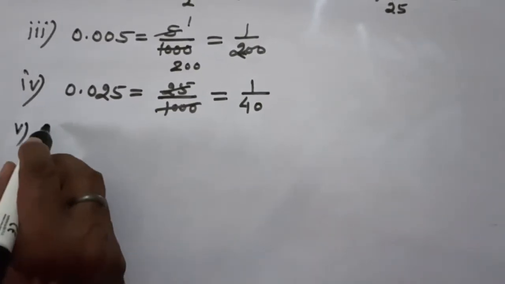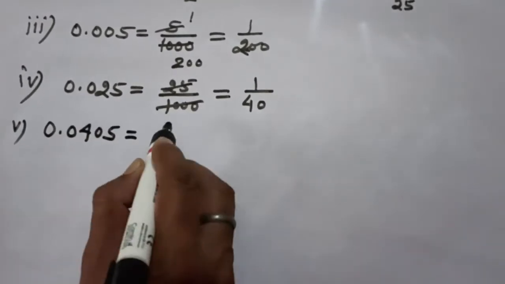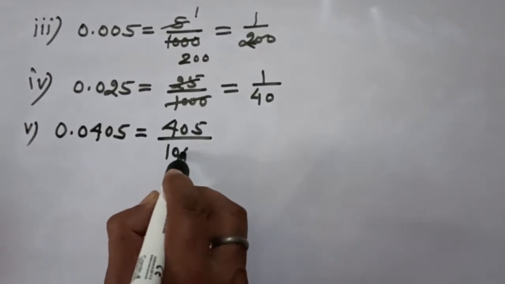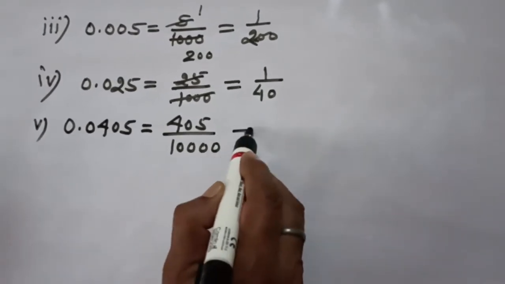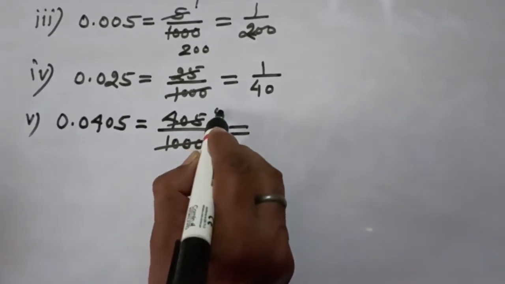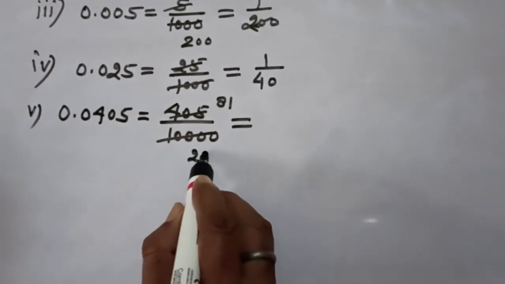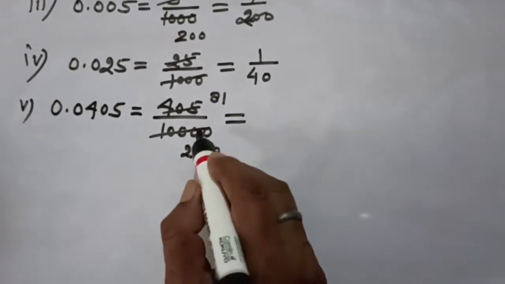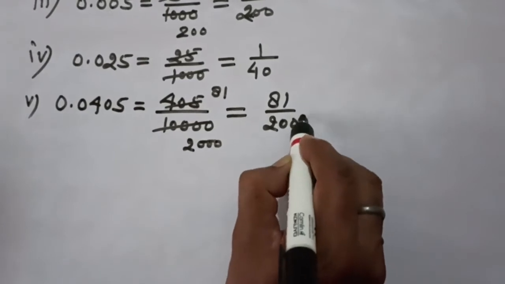Similarly, fifth part, 0.0405, that is 405 upon 1, 2, 3, 4, 4 zeros. Again you can divide it by 5: 5 eighty-ones are 405, 5 ones are 5, 5 twos are 10, so 81 upon 2000. Now it cannot be simplified.